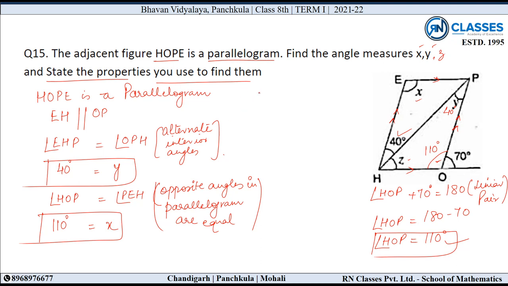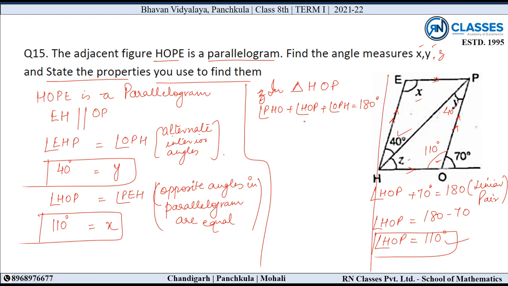So Z, we won't write it directly, we will write properly in triangle HOP. I don't want to lose a single mark. Angle PHO plus angle HOP plus angle OPH is equal to how much? 180 degrees. Right. This is equal by the angle sum property.